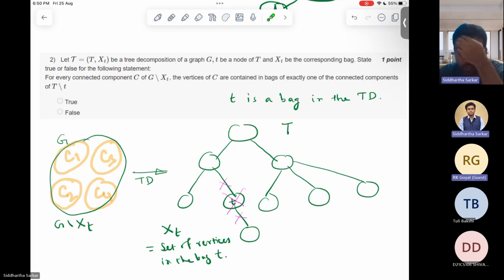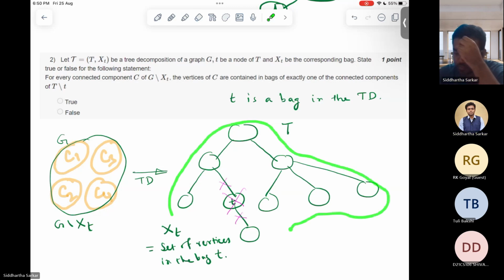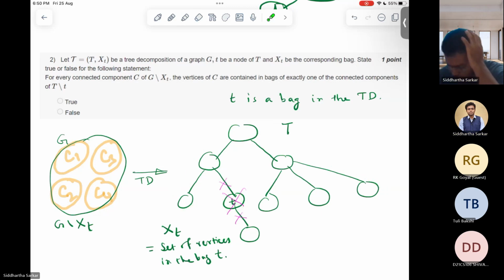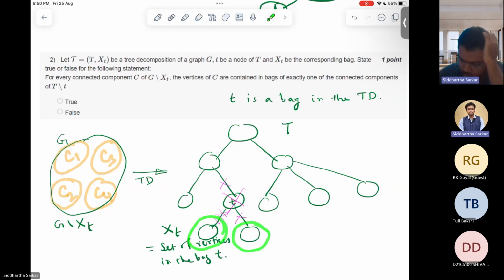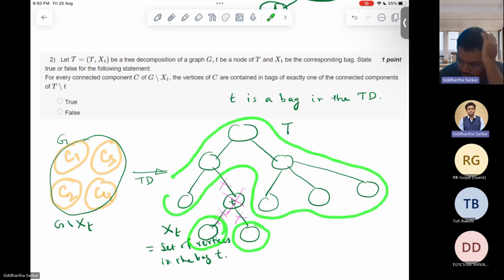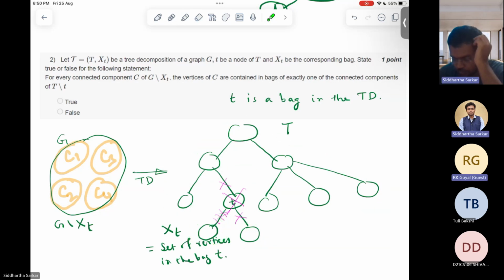So similarly, when T was removed from the tree, the tree is a connected graph, but once you delete one node from the tree, it becomes disconnected. So if, let us say, there was one more bag here, then this edge will also get deleted because it is incident on T. And then we'll have three connected components. This is one connected component, this is one connected component, and this is another connected component in the tree decomposition.